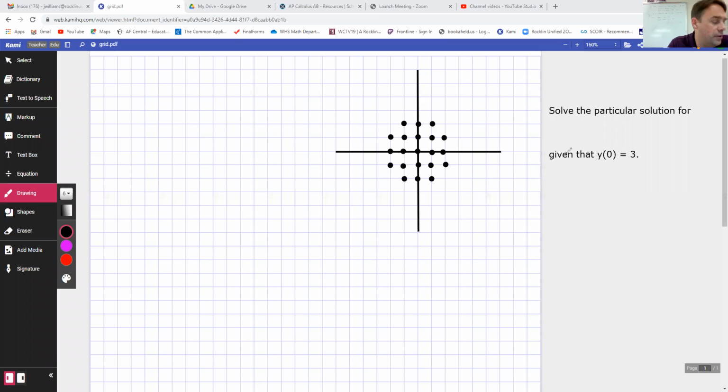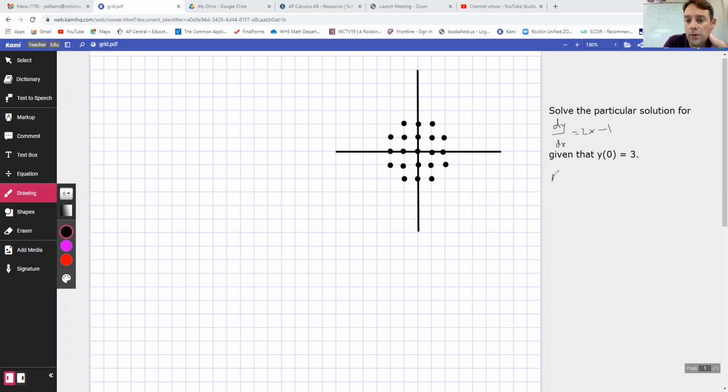Given that, the equation I'm going to give you here is dy/dx equals 2x minus 1. All right, set and off you go. Why don't you guys pause the video, solve it. All right, so let's see what you guys had here.